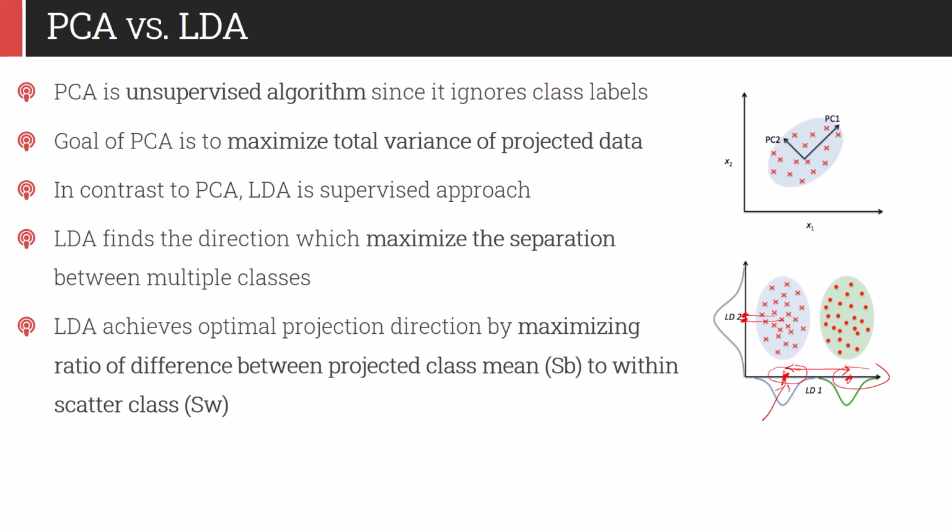LDA achieves the optimal projection direction by maximizing the ratio of difference between projected class means to within class scatter. So what it tries to do? It tries to maximize the ratio of what? Between class scatter should be more, and within class scatter should be minimum. So ultimately we are trying to do this, SB upon SW. This we want to maximize, because this we are trying to minimize, this we are trying to maximize. So if this term goes in the denominator, then that will be the inverse.